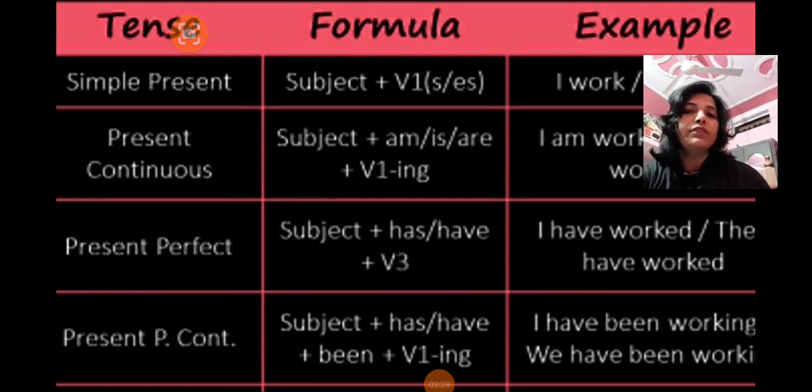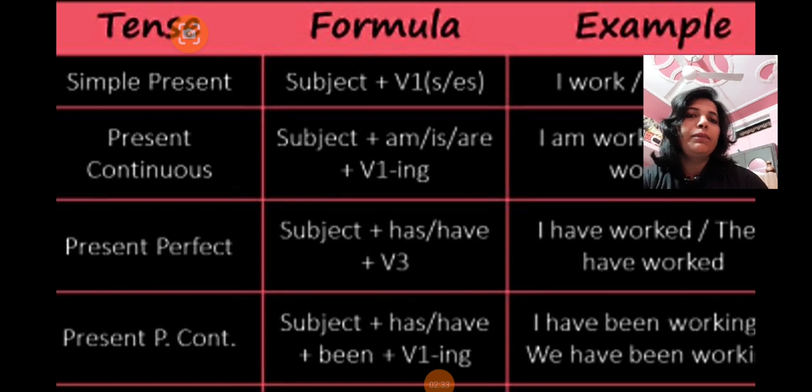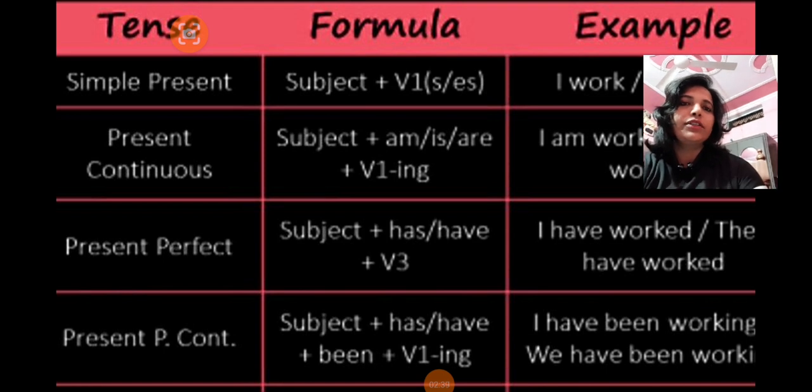Present perfect continuous, subject plus has, have plus been plus verb plus ing. I have been working and we have been working. Okay, so next move on to the past tense.